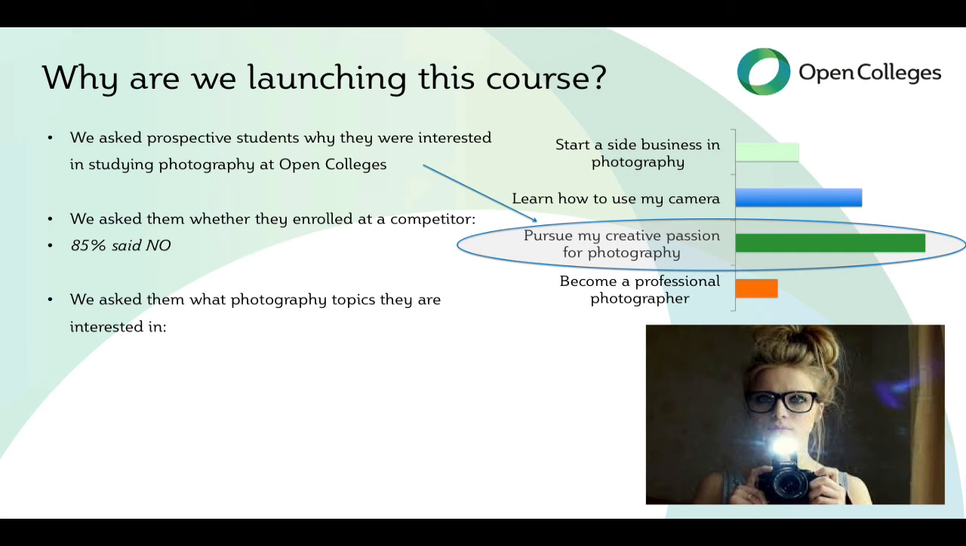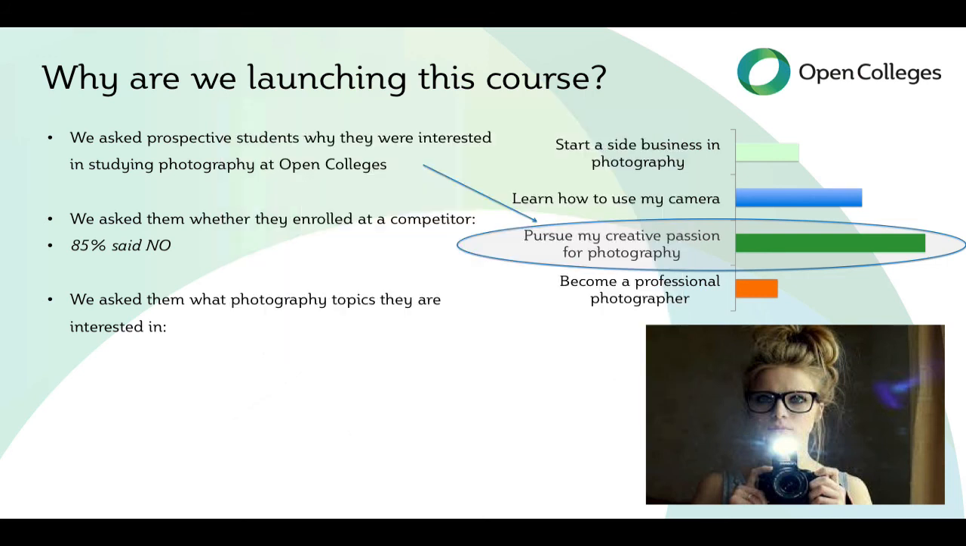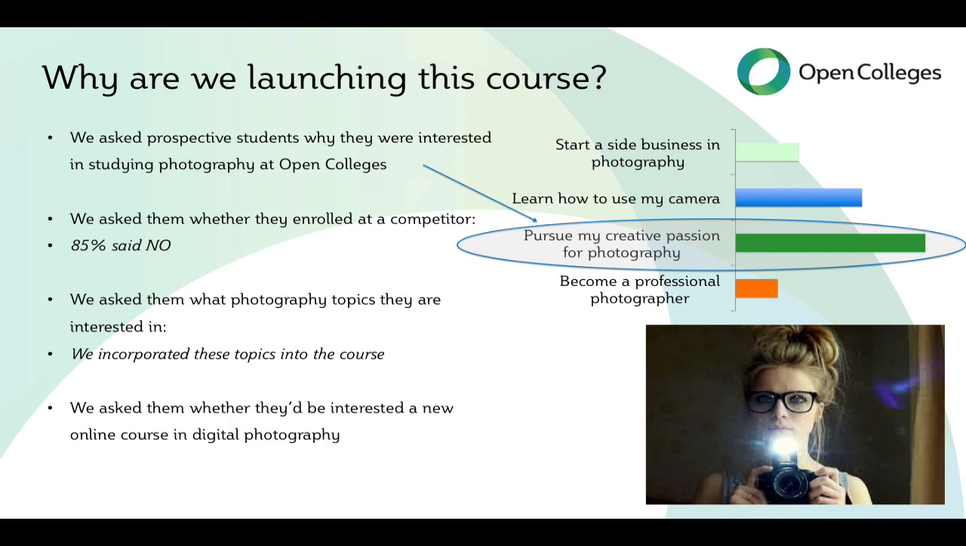We also then asked these people what kind of photography topics they're interested in, and they gave us a lot of different examples, a lot of different things that they were interested in. So what we went and did was, in this new course that we've developed, we incorporated the topics that they most wanted to see there in the course. And then we also at the end asked them if they'd be interested in our new online course in digital photography, and over 90% of these people said yes, they would, and they wanted us to contact them when the course was ready. So that told me that there certainly was a market for an unaccredited course that met these requirements.